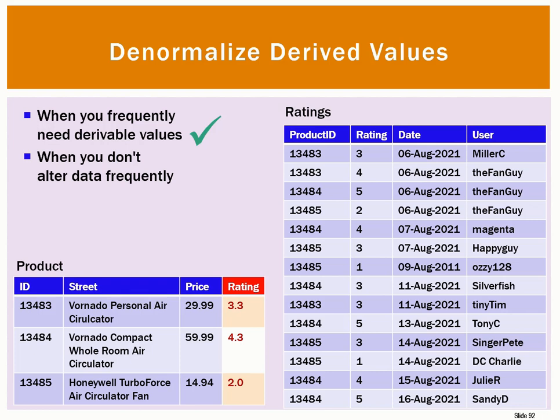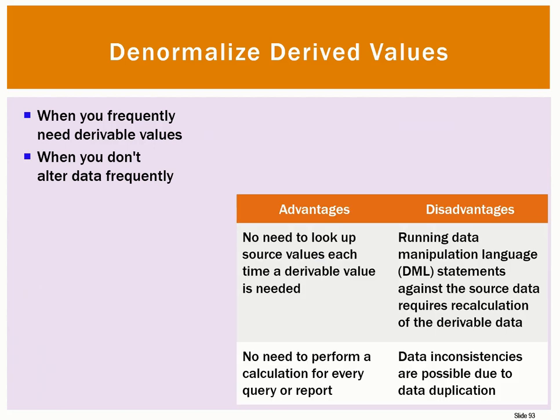And we are duplicating something we could have derived, but we're also saving time when we query the product table. We may have to put some controls in place to make sure that the rating stays updated. But again, we have denormalized, we've duplicated data, but we've made retrieval of that average rating a little bit easier. It no longer has to be calculated every time we run a query. So to summarize the pros and cons of denormalizing derived data, the pros are that you don't have to look up these values every time you need them.